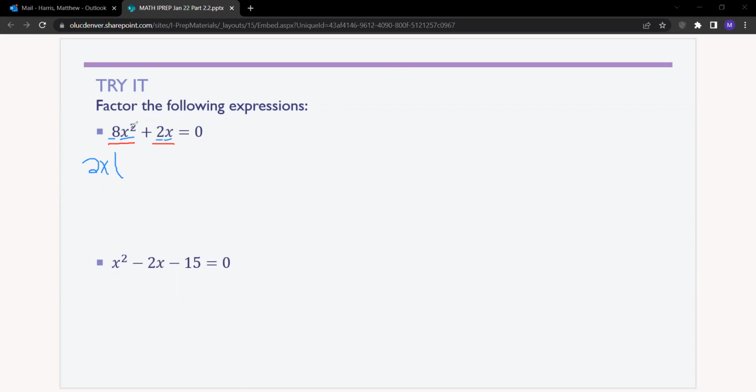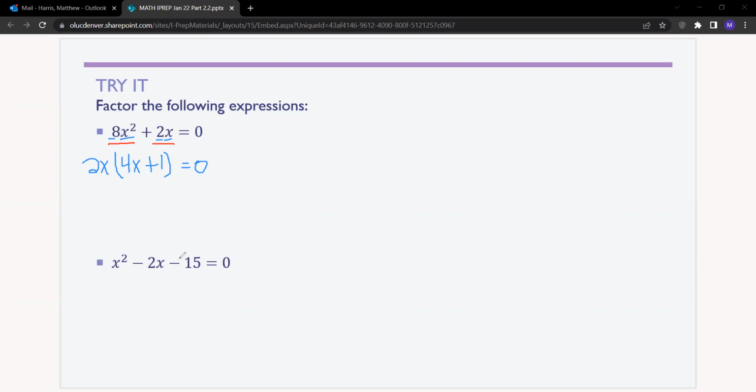So what's 8x squared divided by 2x? 4x. 2x divided by 2x is equal to 1. And that is our final answer: 2x times 4x plus 1 is equal to 0.